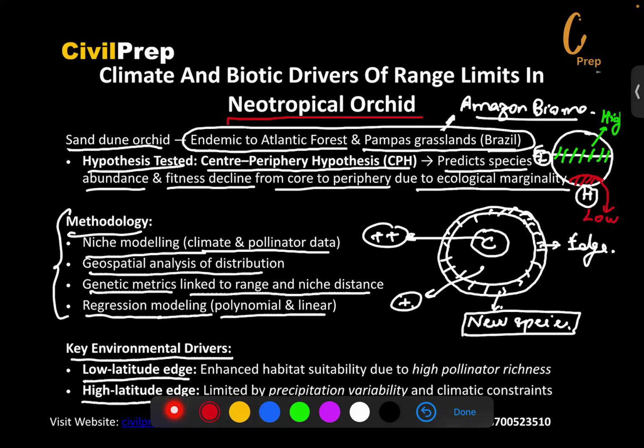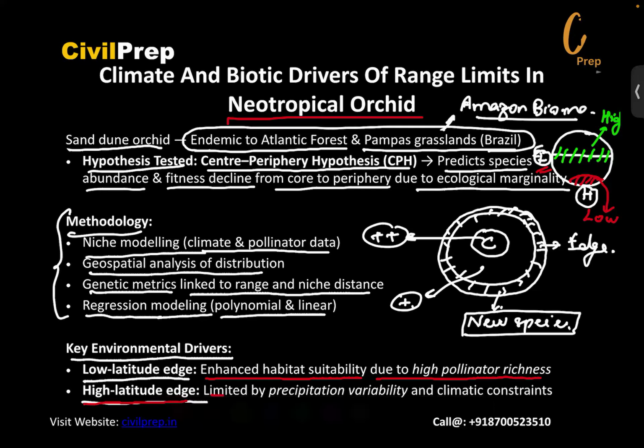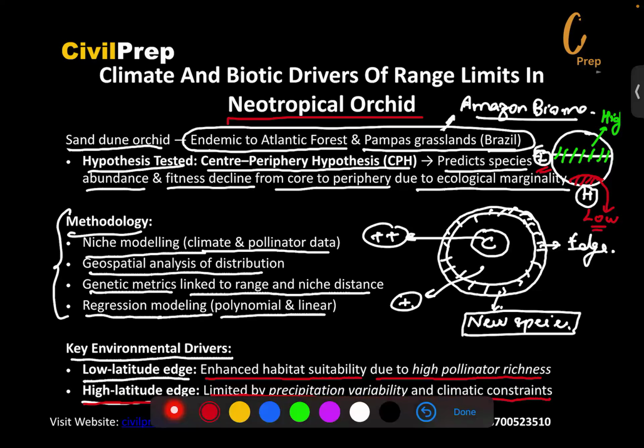So the same thing is provided here: the enhanced habitat suitability due to high pollinator richness. So here we can see that it is high in this region. While at the low latitude edge, it is limited by precipitation variability and climatic constraints. So here we can see that the species richness is quite low.